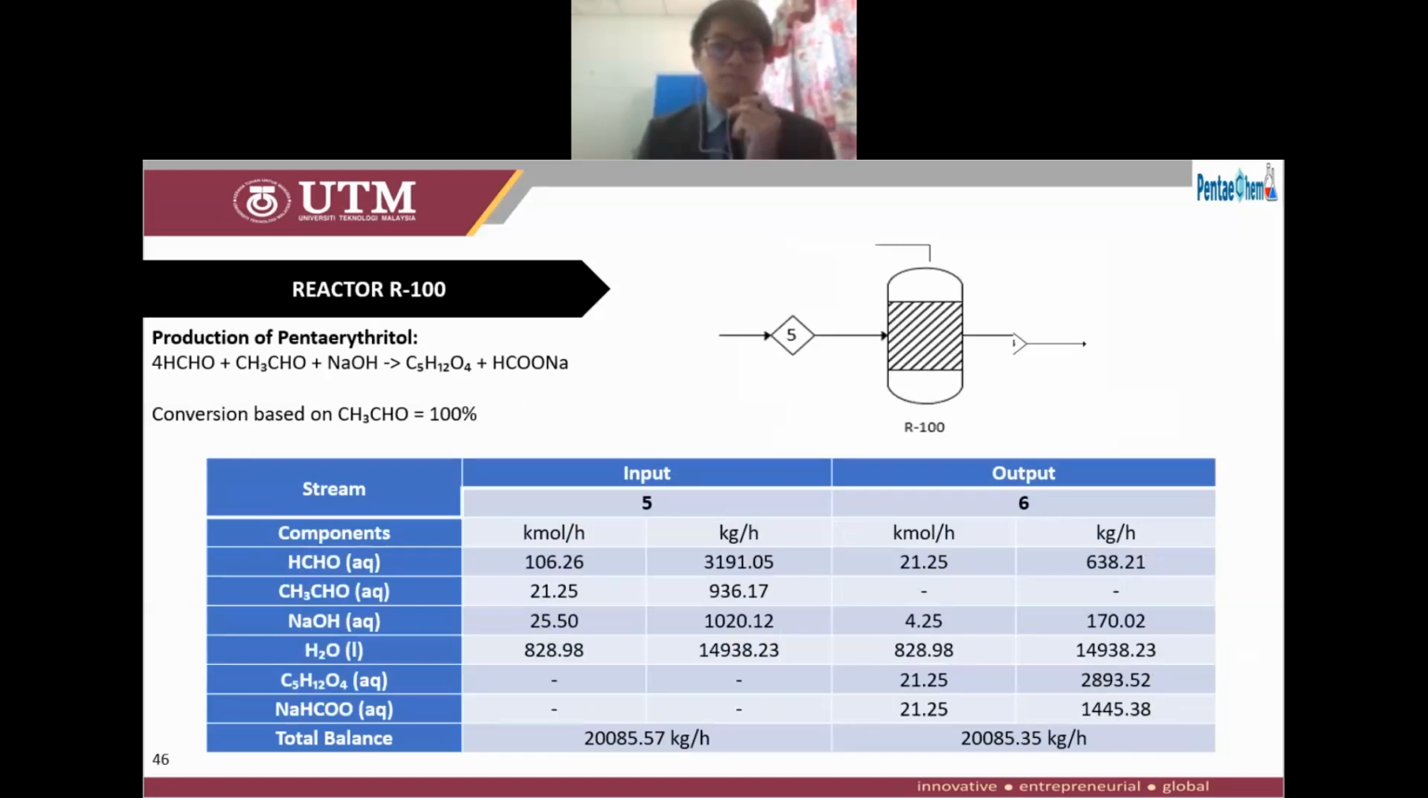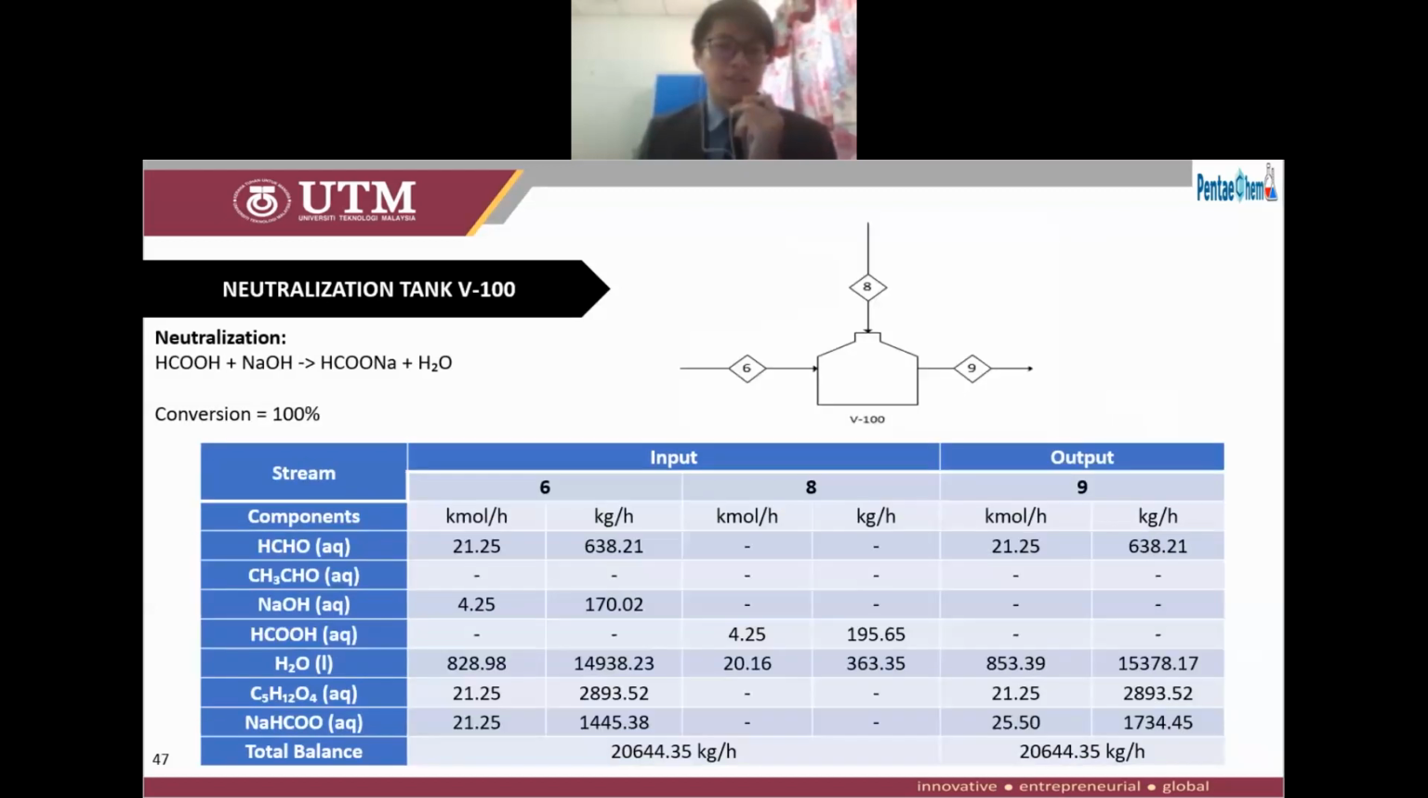Next. This is the overall chemical equation for our production of pentaerythritol, and the conversion we assume is 100% based on acetaldehyde. And this table also summarizes the mass balance for the reactor. Next. So for the neutralization tank, formic acid is added to remove the excess sodium hydroxide, and the conversion we also assume to be 100%. And this table is the summary of the mass balance for the neutralization tank.